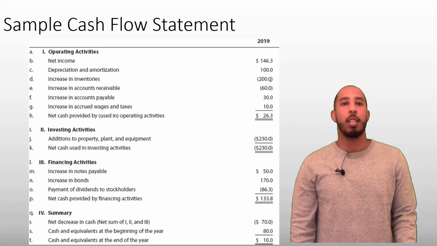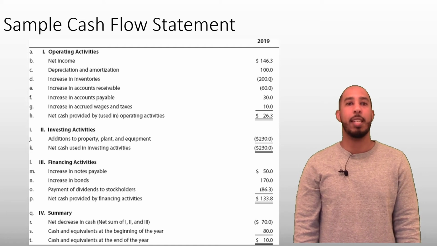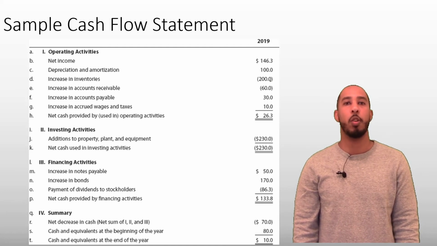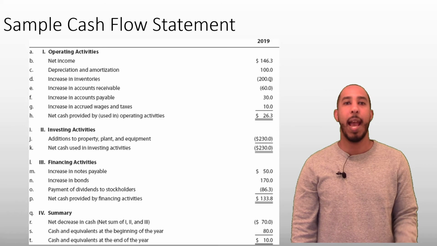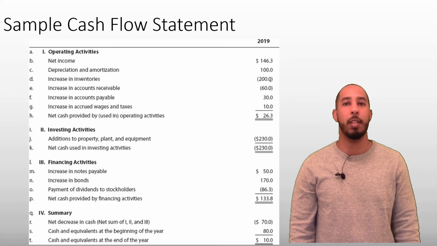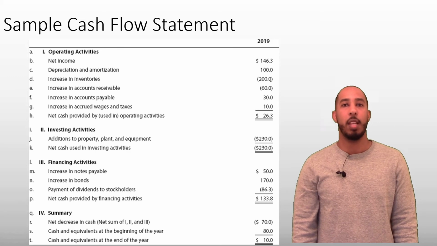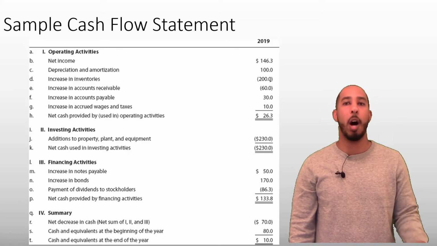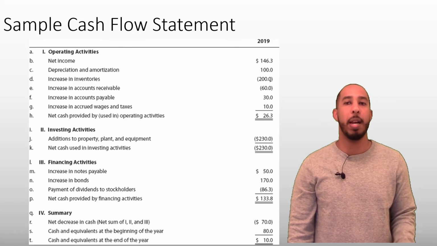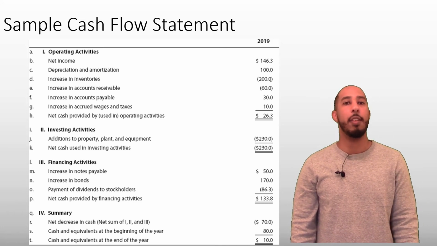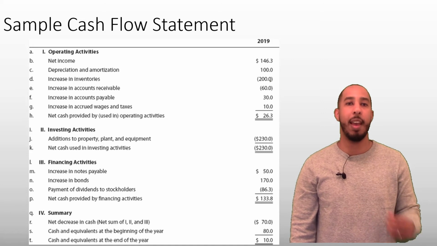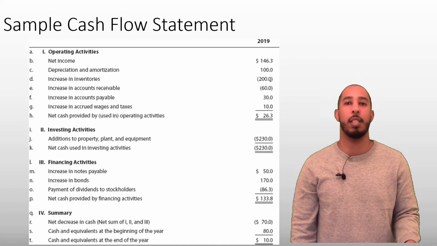As we skip down to the investing activities, we see that additions to property, plant, and equipment result in a negative cash flow. Cash comes out of the business to buy new equipment. And finally, we get to the financing activities. An increase in bonds means that we are borrowing more money, and borrowing more money means more cash is coming into the business. Conversely, dividends to stockholders are paid with cash, so that's cash leaving the business, a negative number.